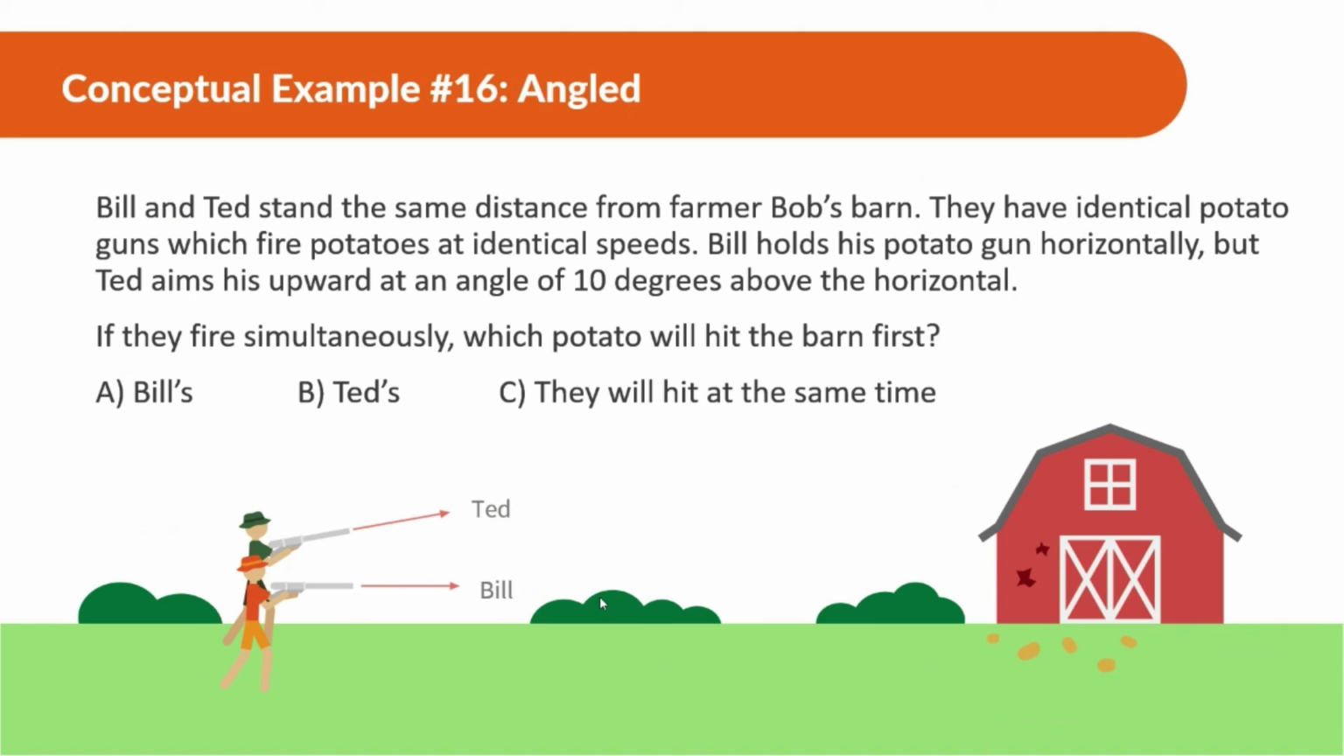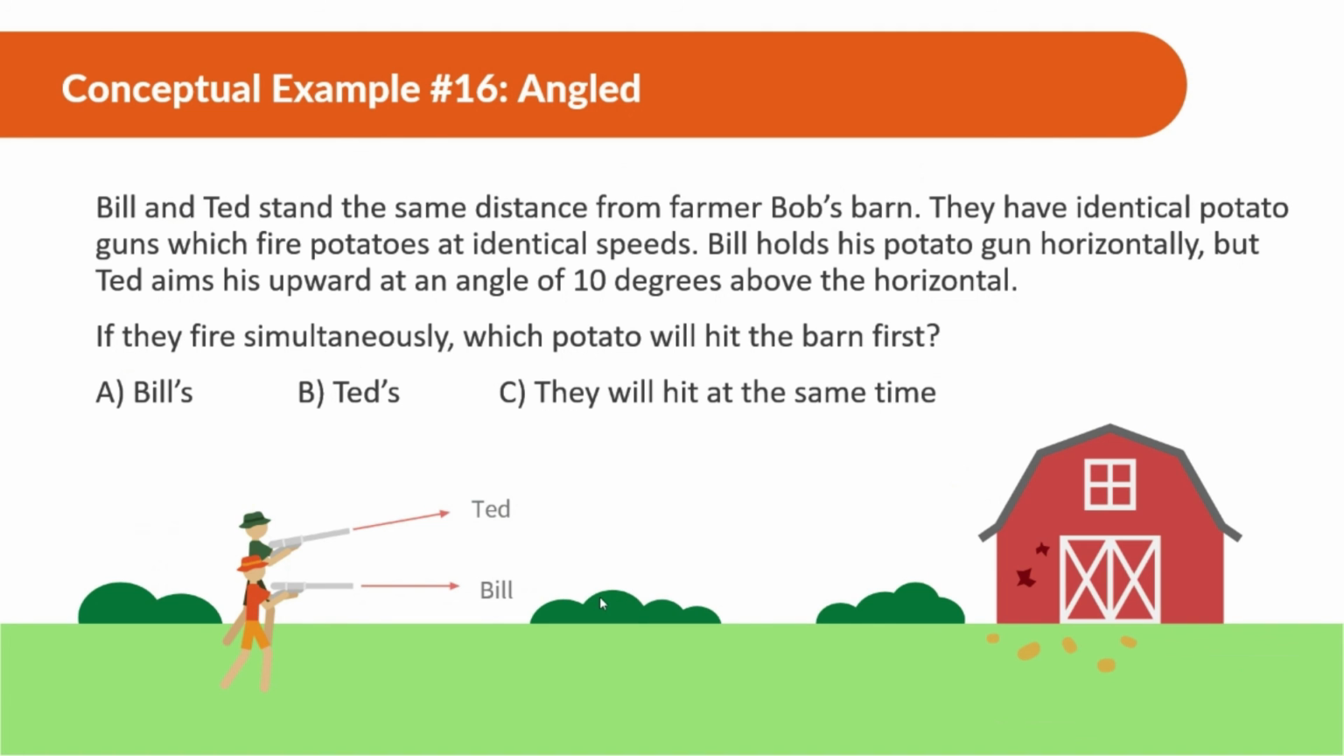Bill and Ted stand the same distance from Farmer Bob's barn. They have identical potato guns which fire potatoes at identical speeds. Bill holds his potato gun horizontally, but Ted aims his upward at an angle of 10 degrees above the horizontal. If they fire simultaneously, which potato will hit the barn first? A, Bill's, B, Ted's, C, they will hit at the same time.